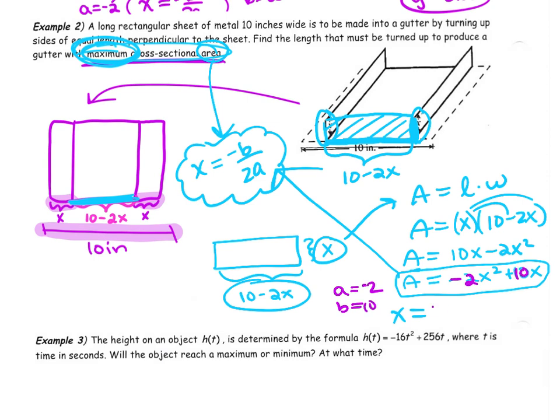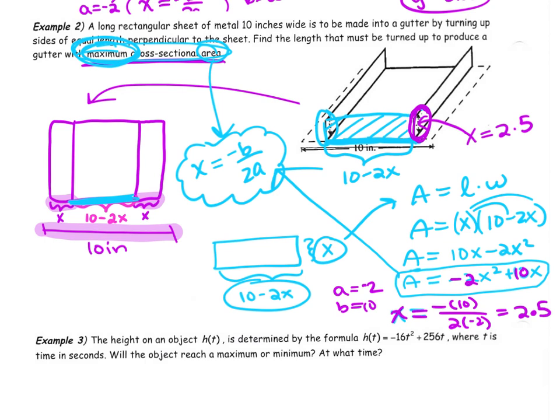So I have negative 10 all over 2 times negative 2. You don't need a calculator for this again, but if you decide to use one, you would get x to equal 2.5. So now I know my value for x, so that's this height here. I'm sorry, I was covering this. So I know this height of the gutter, that x value, is 2.5.